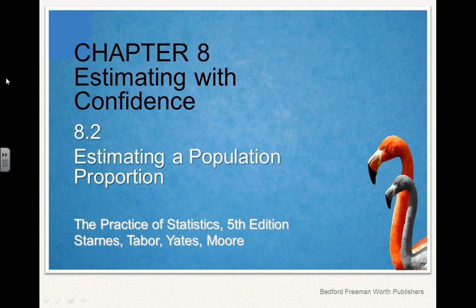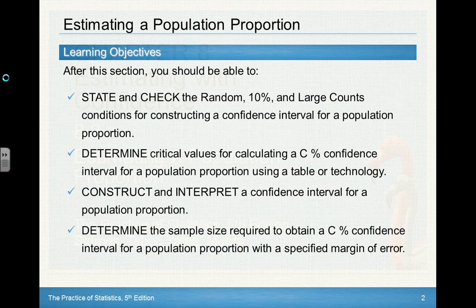I'd like to look at section 8.2 in The Practice of Statistics, 5th edition, estimating a population proportion. Very briefly, things that we'll do in this section include stating and checking the 10% rule, randomness, large counts condition, finding critical values, constructing and interpreting confidence intervals, and determining sample sizes. You will, of course, know all these things when you finish the unit, but that's an idea of what's to come.